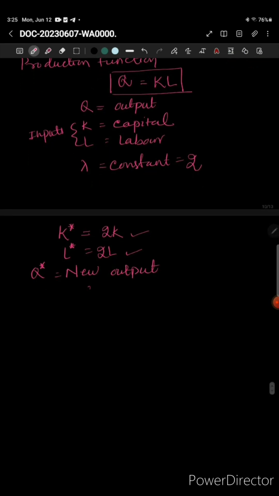Okay, so we know that Q is equal to KL. Now put the new input in place of the old inputs. So we can say that Q star, that is the new output, will be equal to K star times L star. Here K star equals 2K, so I'll write 2K in place of K star, and 2L in place of L star.